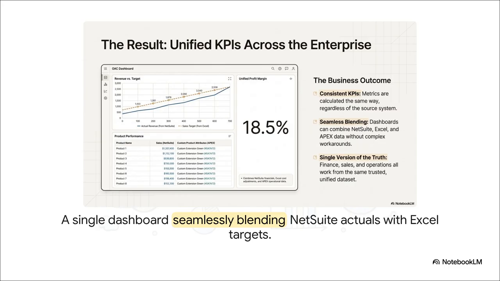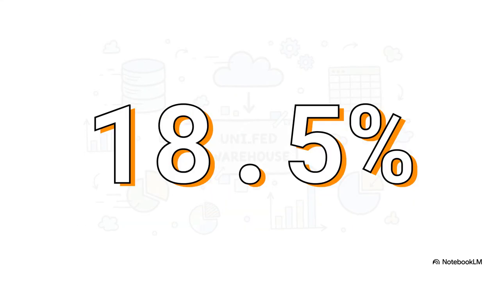The dotted line showing the sales targets, that's coming straight from our Excel file. The solid line showing actual revenue, that's coming from NetSuite, and they are seamlessly blended together, giving you a complete, instant picture of performance. And right there, a single, unified KPI, unified profit margin, clocking in at 18.5%.